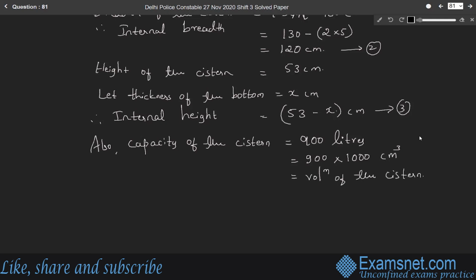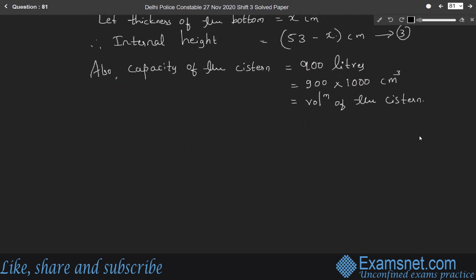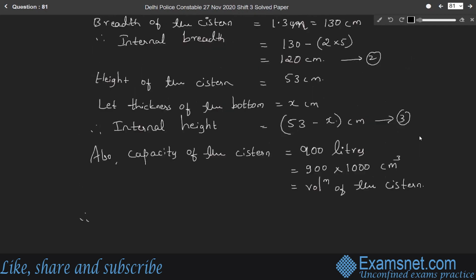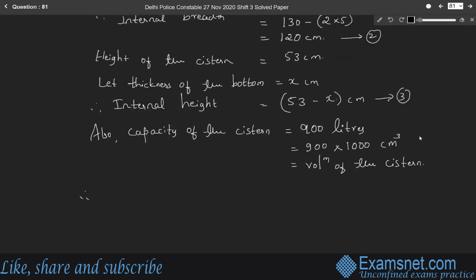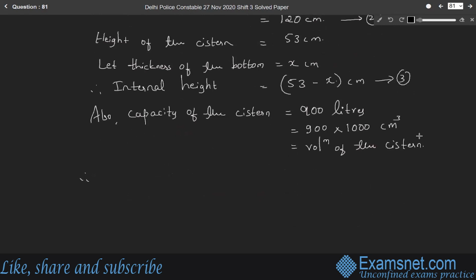So what is the volume of the cistern? It is the product of its length, breadth and height. The length is the internal length, which is equal to 150, the breadth is 120 and the height is 53 minus x. So 150 into 120 into 53 minus x is equal to 900 into 1000.